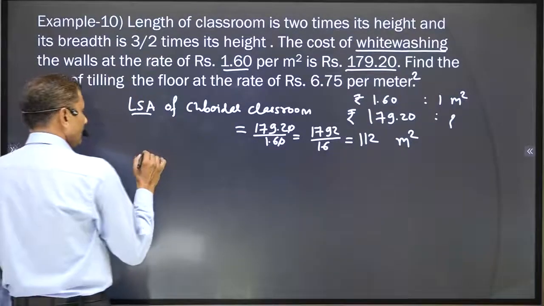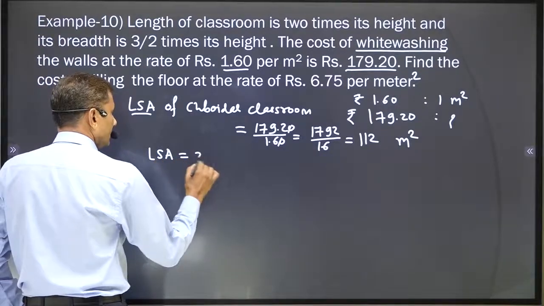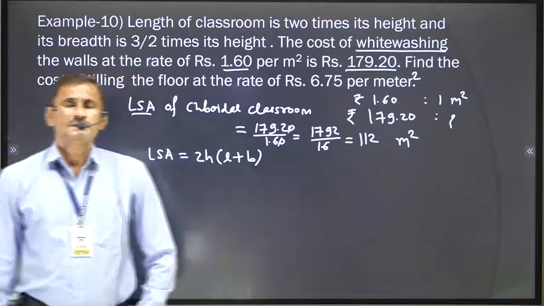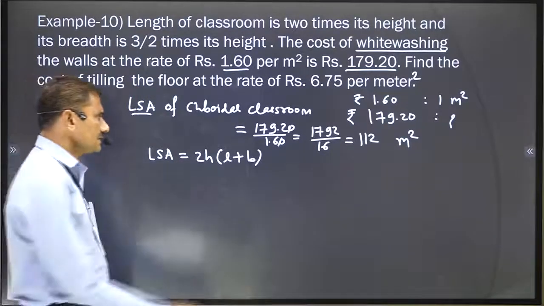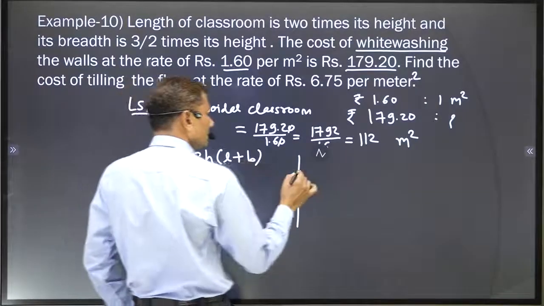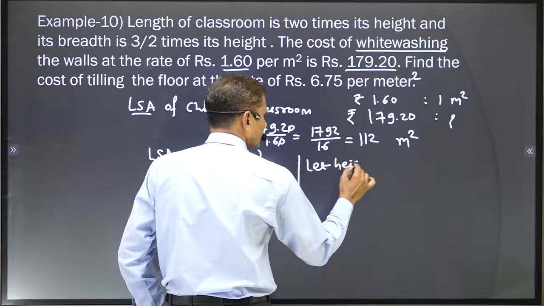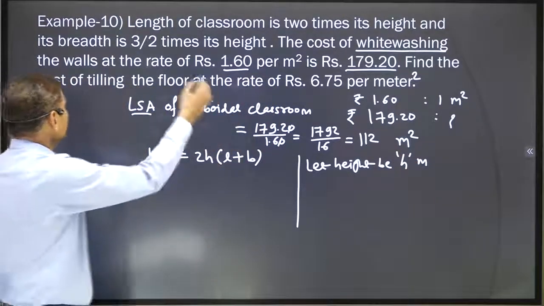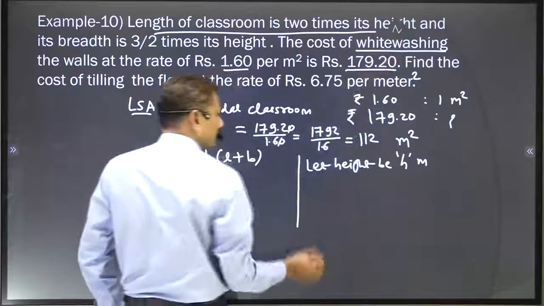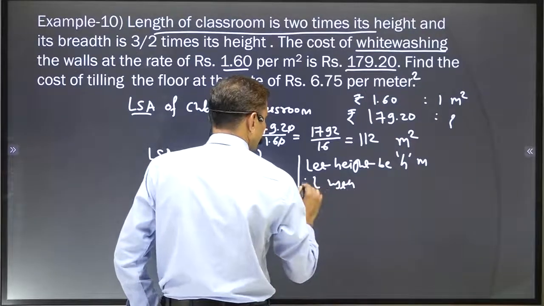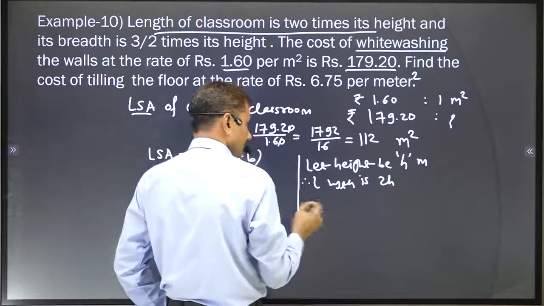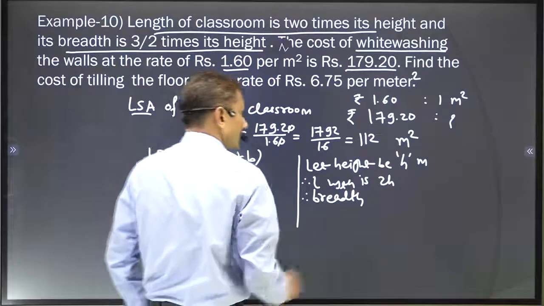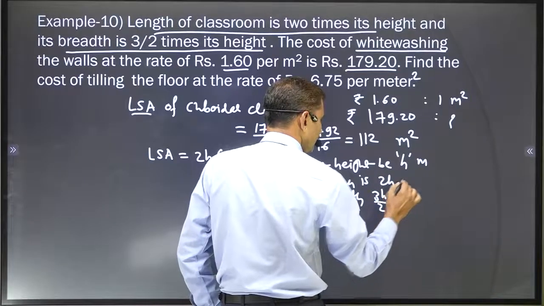Now if we have the lateral surface area, we can use its formula here. First of all, length, breadth and height, not a single measurement is given. So let's suppose; otherwise you can suppose it at the initial step also. Let height be h. Any symbol you can use. Now they have given that length is twice the height. So obviously length will be 2h, or 2x, and breadth is 3 by 2 times the height, so 3h upon 2 meter.